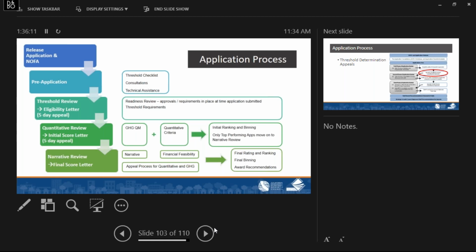So almost everybody passes through that step. And then finally, we do have the narrative review. As Ryan mentioned, this cannot be appealed. Those final 15 points are decided on at the same time as staff goes through the process of ensuring financial feasibility. And then once all of that is over, the final rating and ranking and the final binning for scoring will be completed, and award recommendations will be made based off of those final scores.